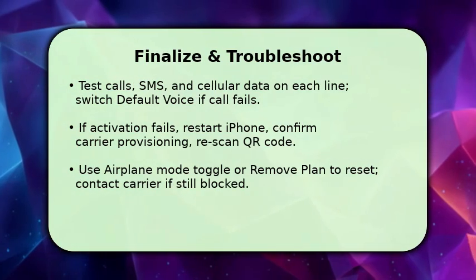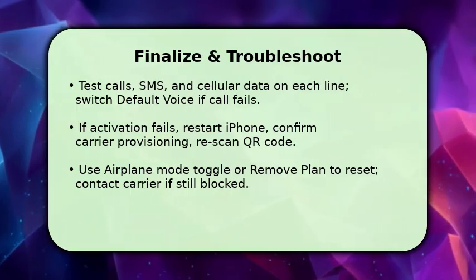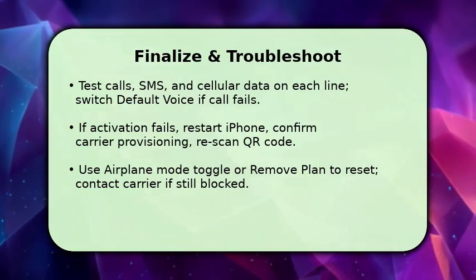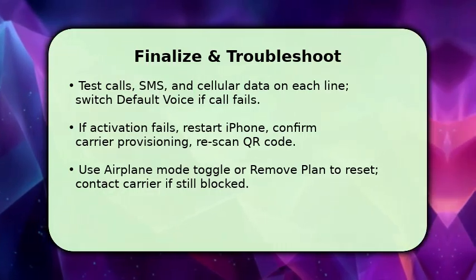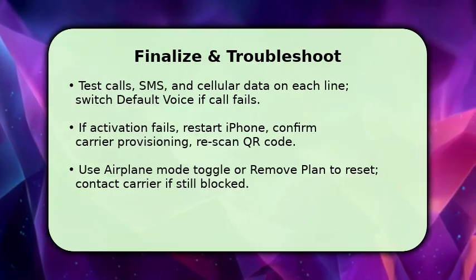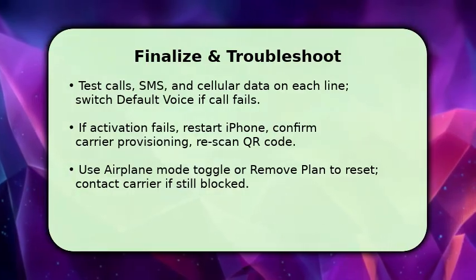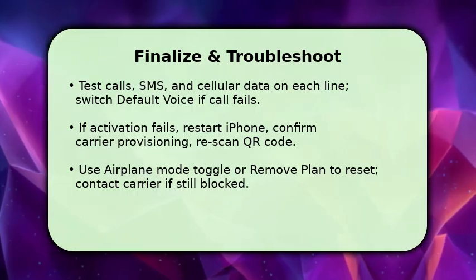Place a call, send a message, and load a web page on cellular. If one service doesn't work, toggle airplane mode briefly, then make sure the eSIM shows activated under Settings. Once done, restart the phone and rescan or re-enter the activation code if necessary.